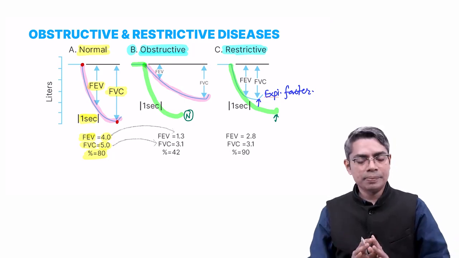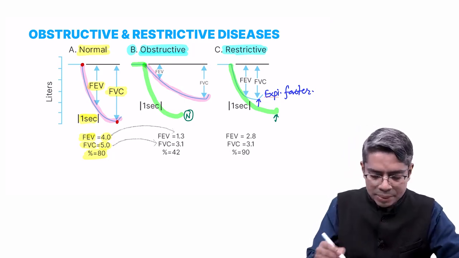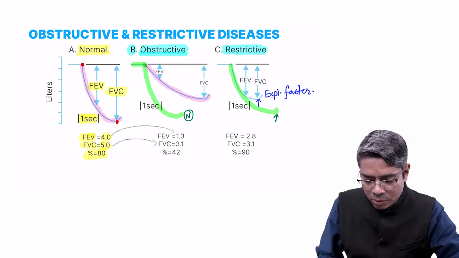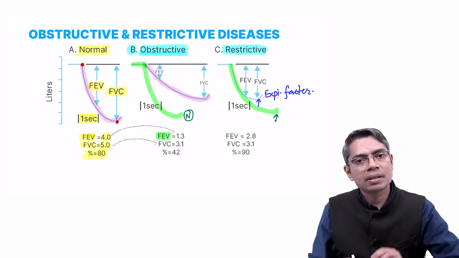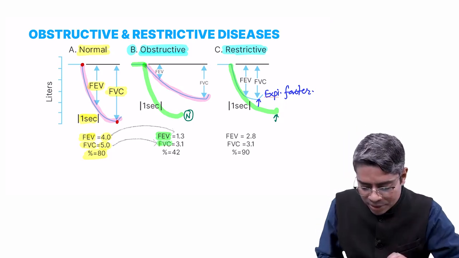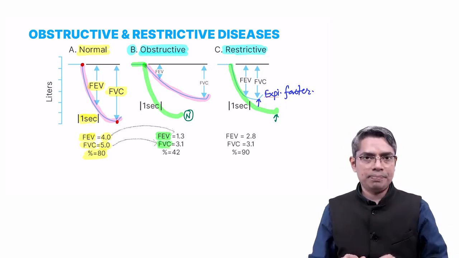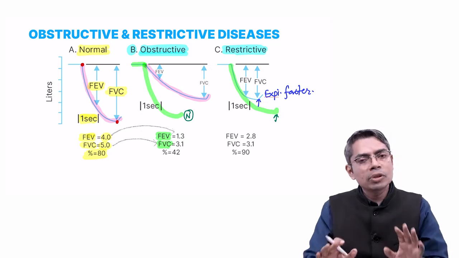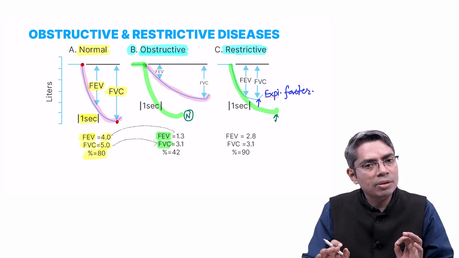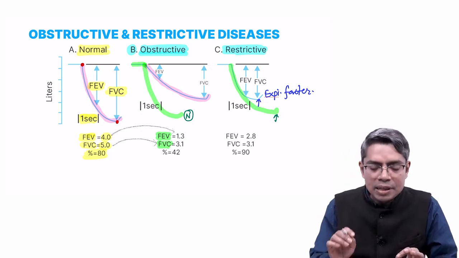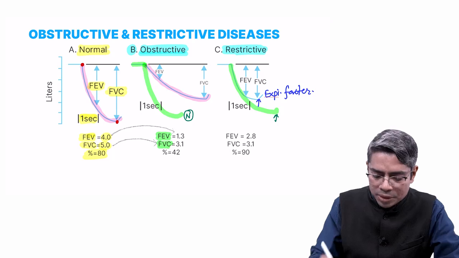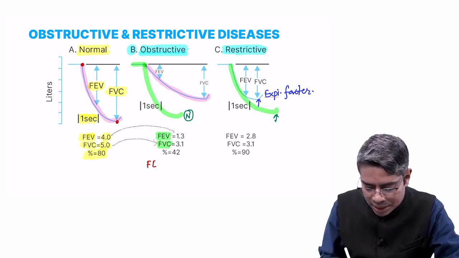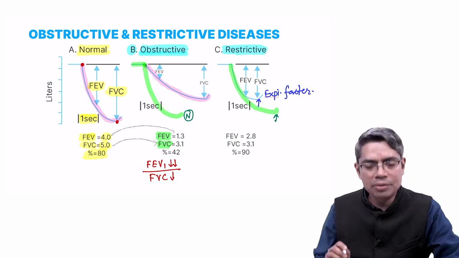So now if I ask you that in case of emphysema, in case of obstructive disease, what happens to FEV1? Reduces. What happens to FVC? It also reduces. So please note down, both are volumes. FEV1 is also a volume, okay, and FVC is also a volume. So in case of obstructive disease, FEV1 is reduced, and FVC is also reduced.